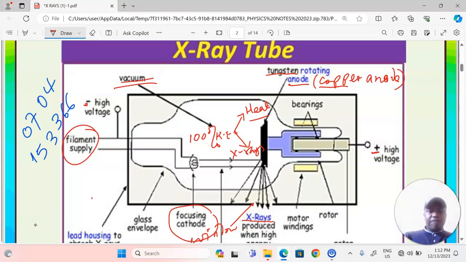So there exists a very great potential difference between the cathode and the anode. This is to ensure that the electrons which are produced at the cathode are accelerated towards the positive anode. Therefore, the high potential difference between the anode and the cathode ensures that there is acceleration of the produced electrons from the cathode to the anode.